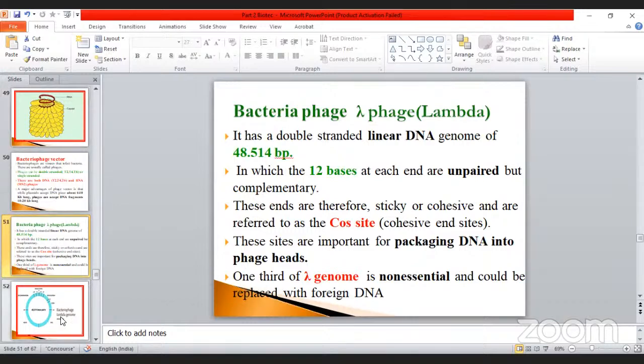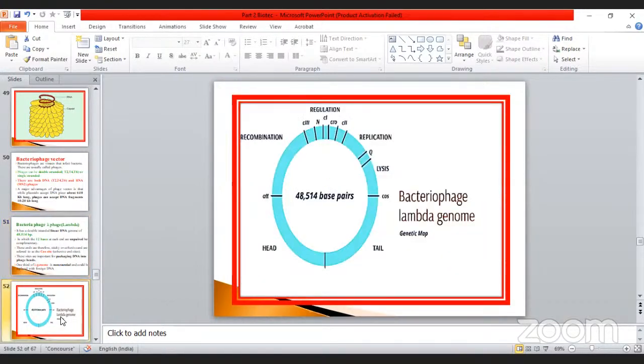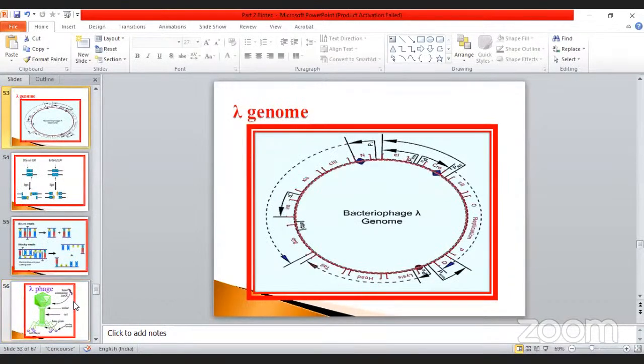Okay, this is the structure. See that one? This is the structure of the bacteriophage, 48,514 base pairs. It may be divided into head and tail, and also the recombination gene portion, regulation portion, replication portion, and lysis portion. These are the entire structures of the lambda phage. Next one is also the same, the lambda genome, with its specific structure.